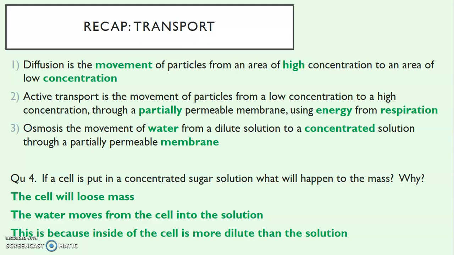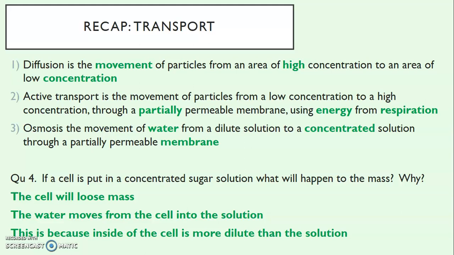And the question 4, if a cell is put into a concentrated sugar solution, what will happen to the mass and why? So the points you need to cover is that the cell will lose mass, and this is because it will be losing water. The reason for this is that the water is going to move from the cell into the solution because the inside of the cell is more dilute than the solution outside.